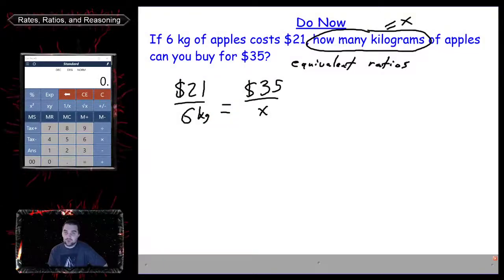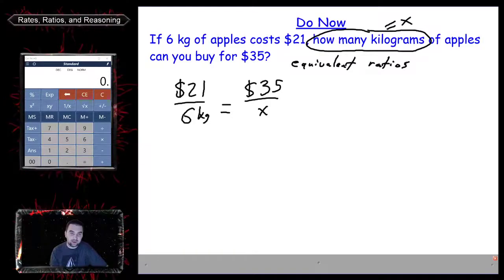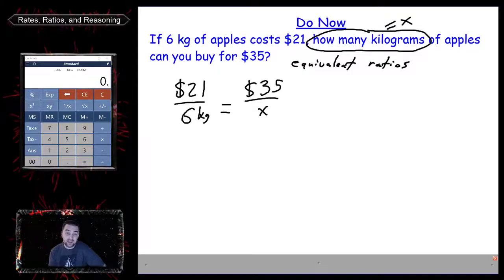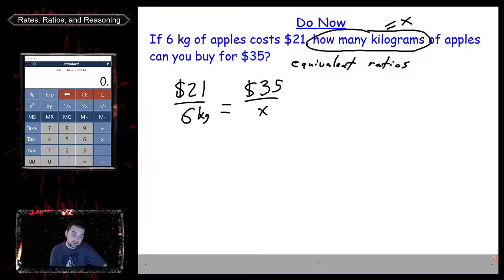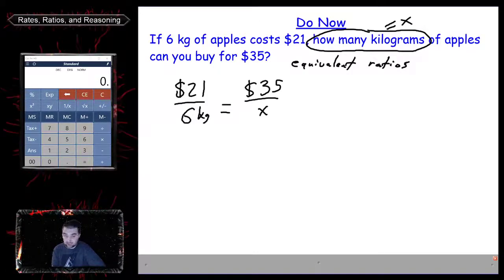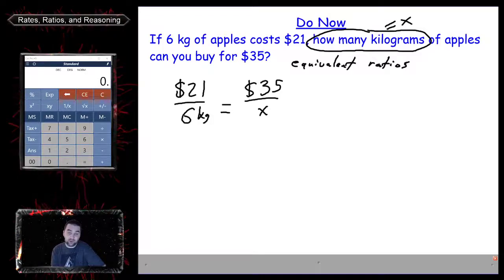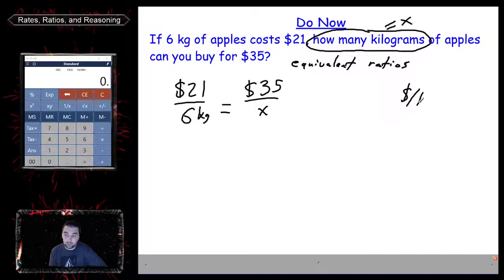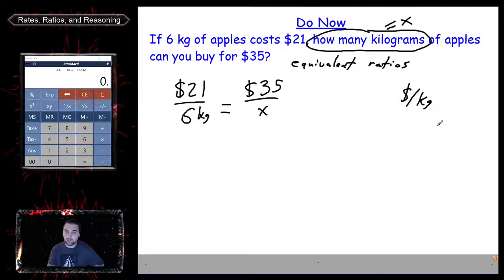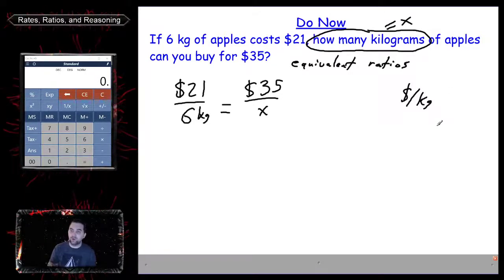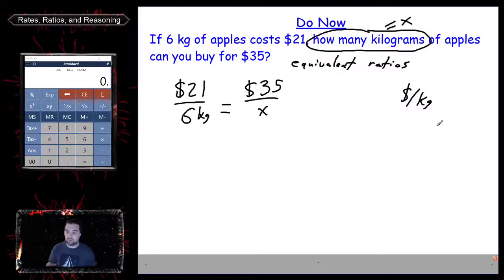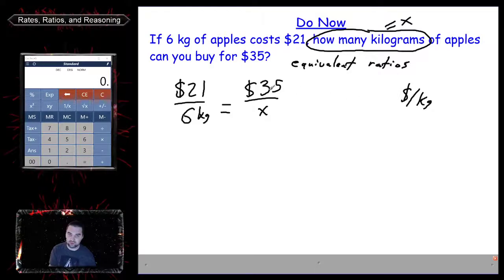Okay, so what I did here is I set up what I expect you guys to be able to set up. Some of you may have accidentally put kilograms on top and the money costs on the bottom. Remember that you are usually comparing money per kilogram or money per liter or something like that. So those are common rates. You want to make sure that when you're comparing cash to something else, that cash is on the top.